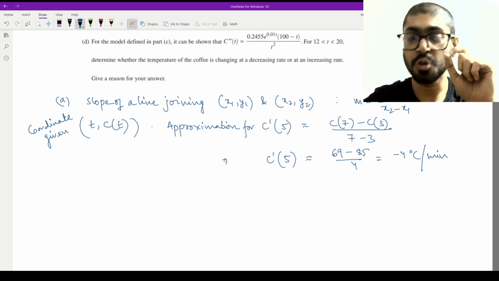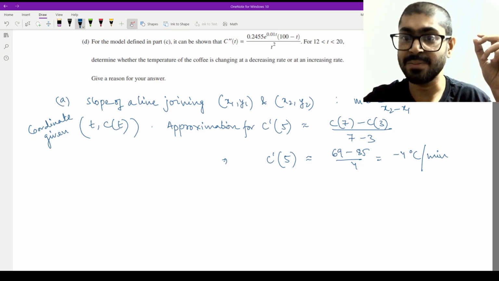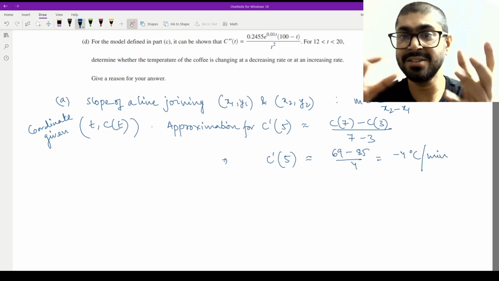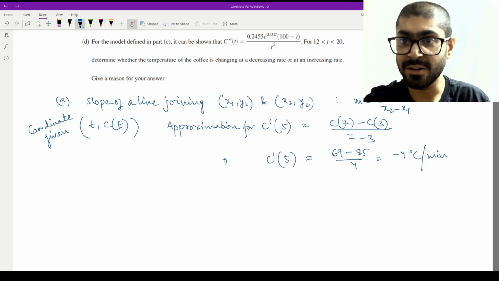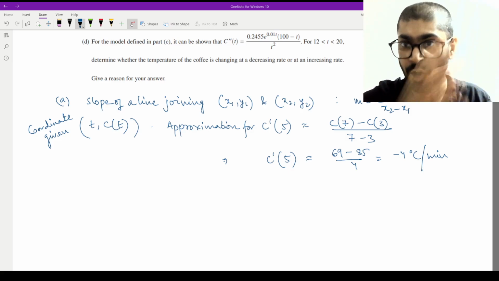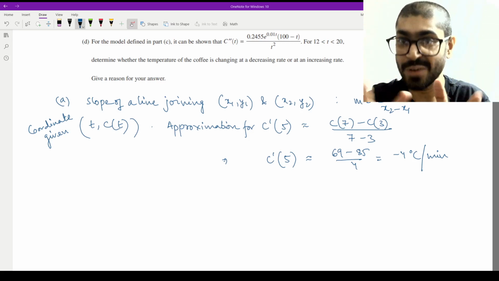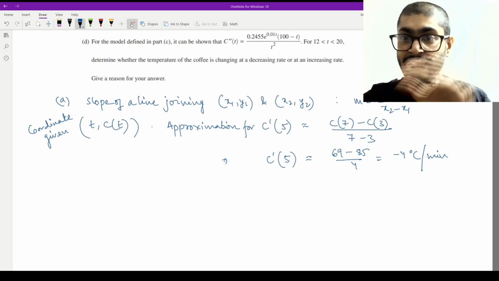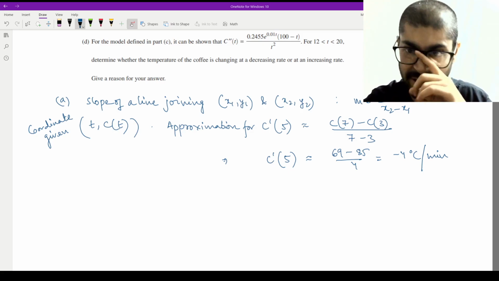All right. So C-5 turns out to be minus 4 degrees Celsius per minute. This is the rate of change. What does minus 4 degrees Celsius per minute rate of change mean? That means it's decreasing. Which is consistent with the theme of the problem, in that a hot cup of coffee kept in room temperature would slowly decrease and fix its temperature at equality with the room temperature itself.